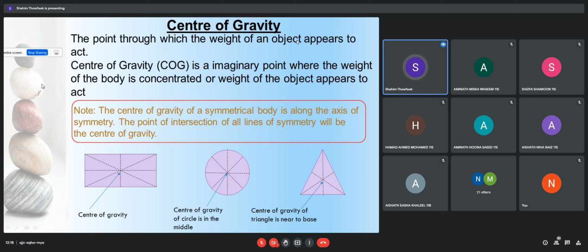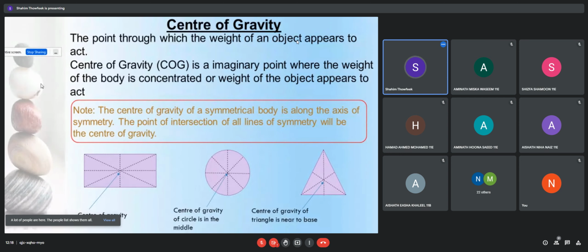Which concept are they using? Moments concept. There is a mathematical part. We are not going to see that part, but they are using the moments concept. Then they are finding out the center of gravity, the location of the center of gravity.